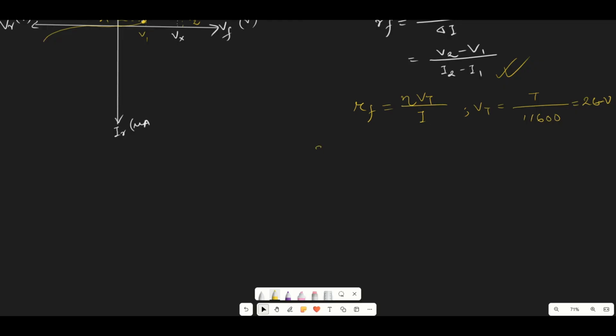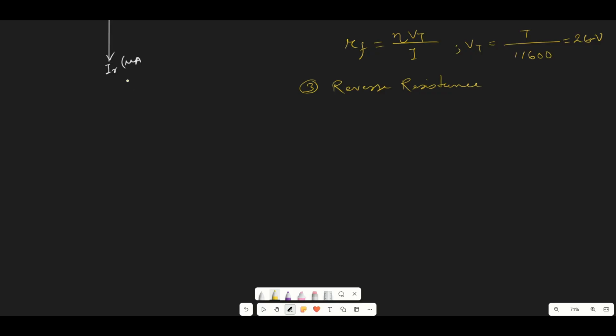Now, the third point is the reverse resistance. Reverse resistance means the resistance that we observe across the PN junction diode during its reverse bias condition. So it is very much larger compared to the forward resistance. It is very much higher. If the forward resistance is in the ohm range, then the reverse resistance will be in the range of mega ohms.